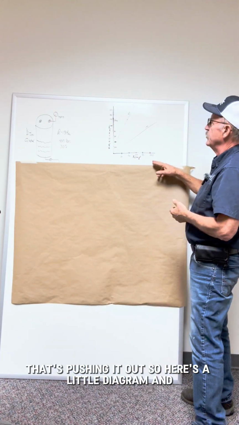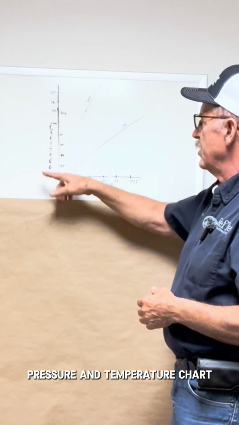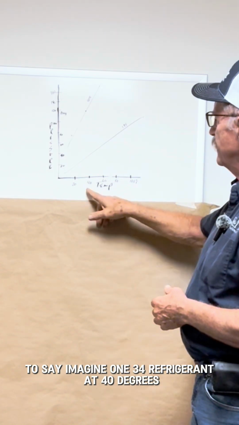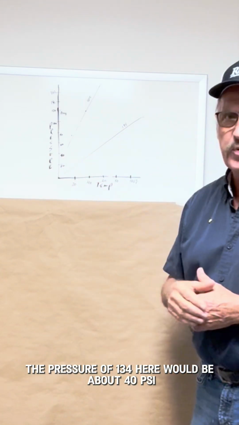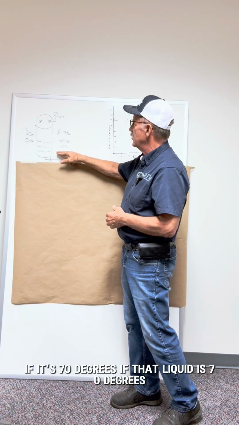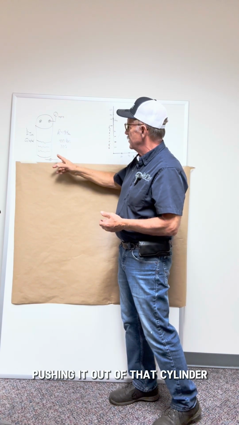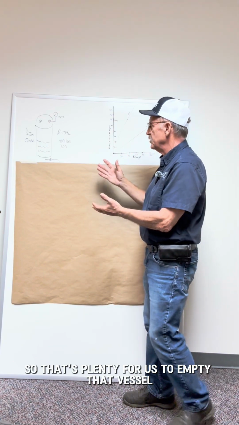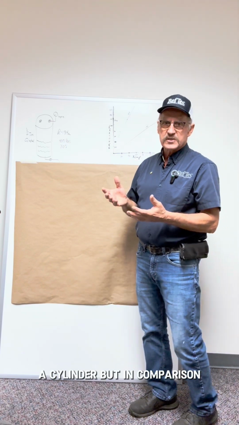So here's a little diagram, and you can get a professional pressure and temperature chart to say, imagine 134 refrigerant at 40 degrees, the pressure of 134 here would be about 40 psi. So in this sample that I've got here, if that liquid is 70 degrees, the pressure on top of that liquid pushing it out of that cylinder is about 70 pounds of pressure. So that's plenty for us to empty that vessel, whether that vessel represents a chiller or we're just going to move refrigerant out of a cylinder.